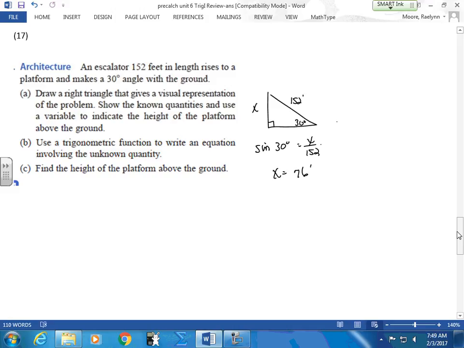Again, an escalator. Escalators are those things you take up at the mall like that. So here's your escalator. It goes up, it's 152 feet in length. It rises to a platform. So it comes up to the next level of your mall, let's say, right? And it has an angle of elevation of 30 degrees. So this is what I draw. I want to find the height of the platform. How high is it? Between floors. Think of like when you're in the mall. How high is it between floors?